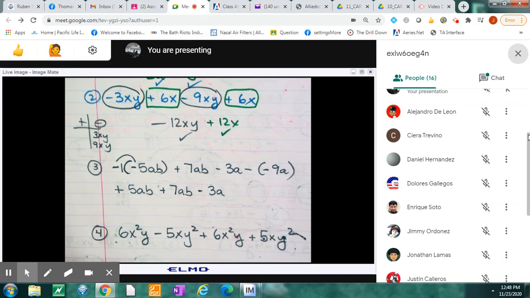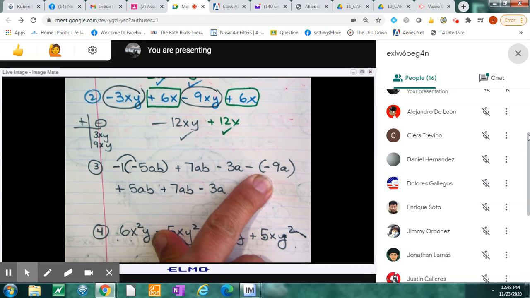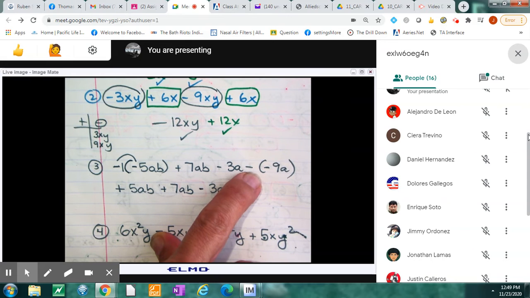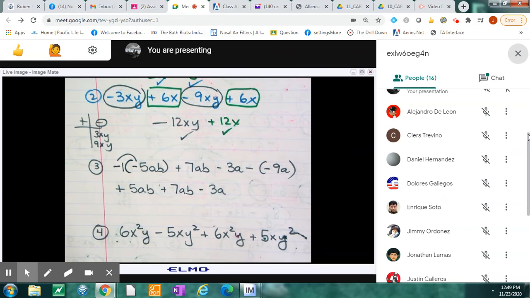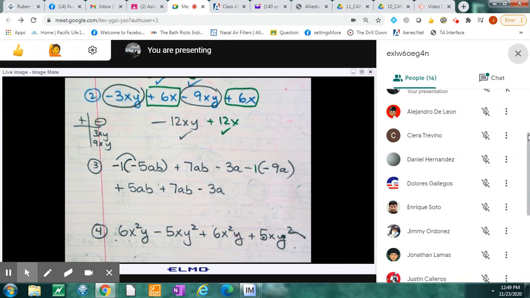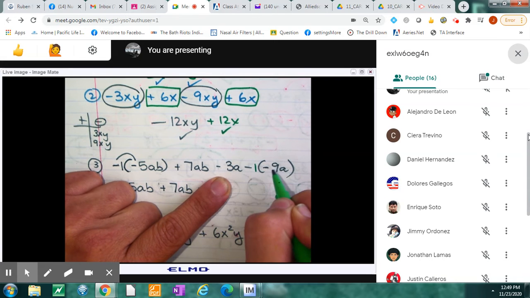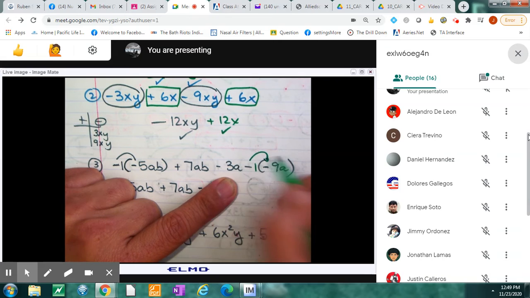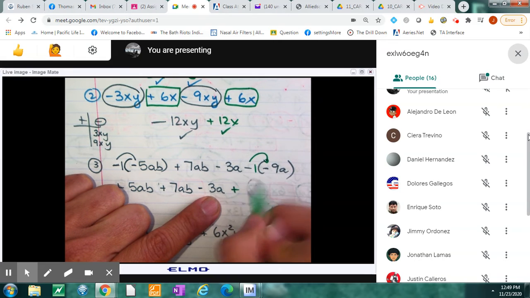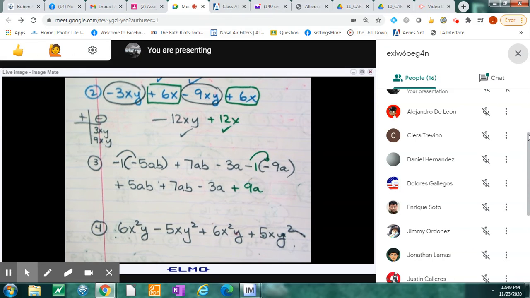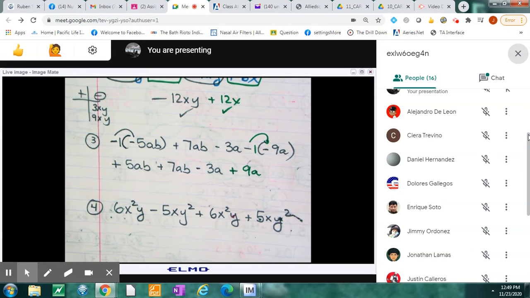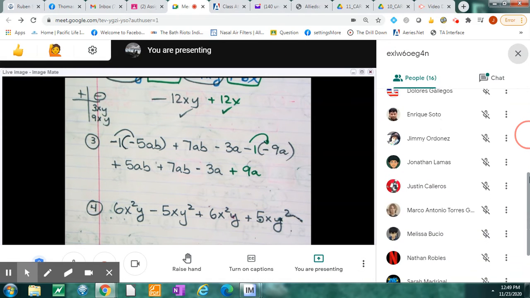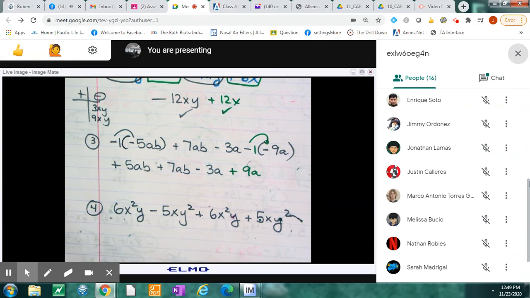If I see the next one, oh, there's a parentheses there. Is it 3 times 9? No, because it says 3a minus. So I'm going to put a minus 1. I like doing that just so that I know all the time, because kids will get it wrong. They'll multiply 3 times 9, and it's not. So I'll just put a 1, and that's negative times negative is a positive, and then there's your 9a. All right. So here we go with Justin Calleros. What am I going to combine the 5AB with?